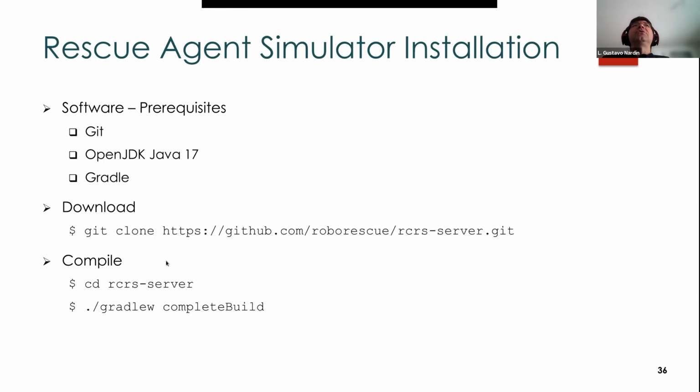And to compile, you just enter the directory that was created when you cloned and type just one command, which is ./gradlew completeBuild. This is what is required for you to download and install the RoboCup Rescue Simulator. Okay, it's very simple. We improved a lot from the previous version, and it works in most cases.